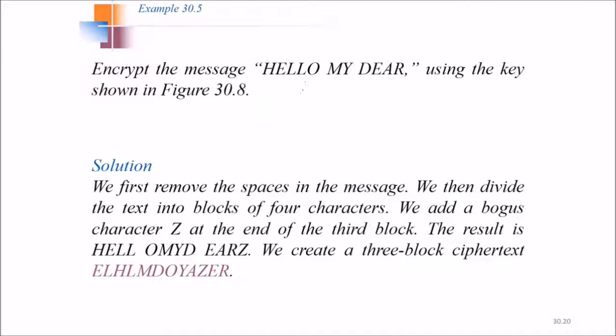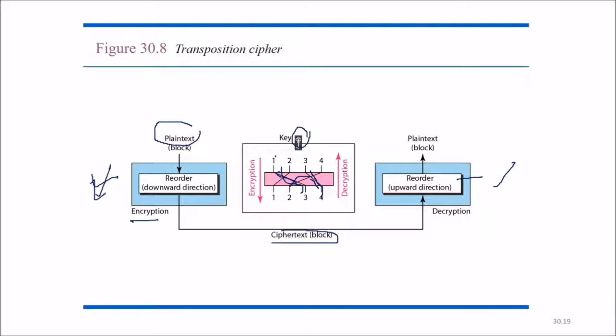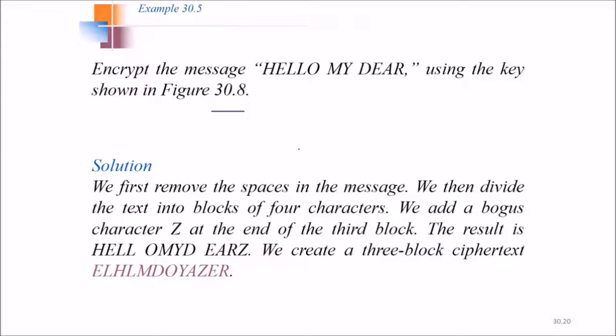Let us encrypt the message hello my dear using the key we just saw in the earlier figure, that is this transposition cipher. We first remove the spaces, the white spaces. We then divide the text into blocks of 4 characters, like HELL. We add a bogus character Z at the end of the third block. Why? Because if we combine in fours, it will be OMYD and EAR. So what about the fourth one? We add Z. So the result will be EARZ.